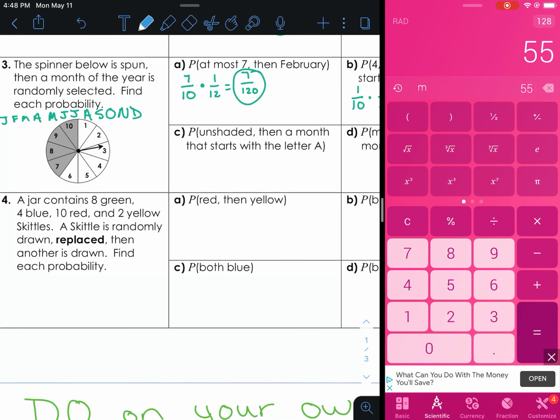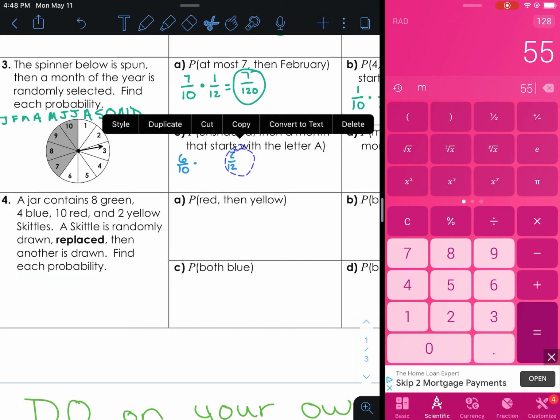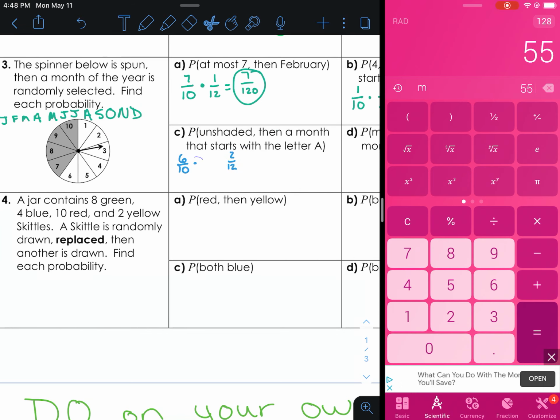All right, letter C here, unshaded. So numbers that are unshaded, there are 6 out of 10. Okay, and then a month that starts with A. There is April and August, so that is 2/12. So what I'm going to do is I'm actually going to spread this out a little bit more, and I am going to reduce these ahead of time.